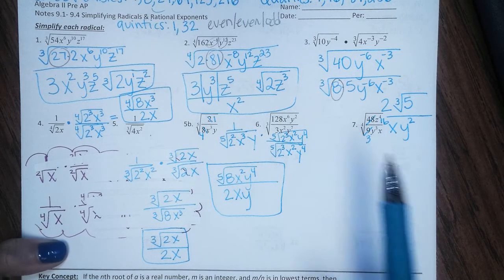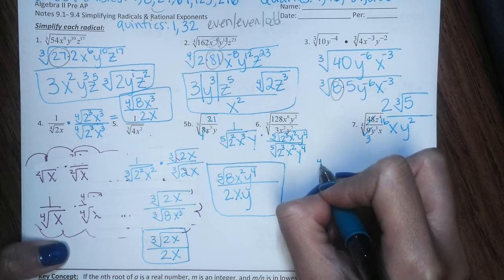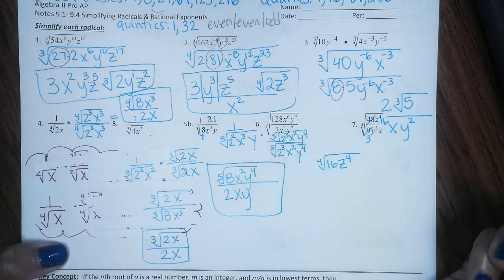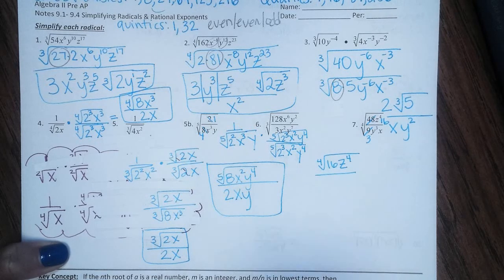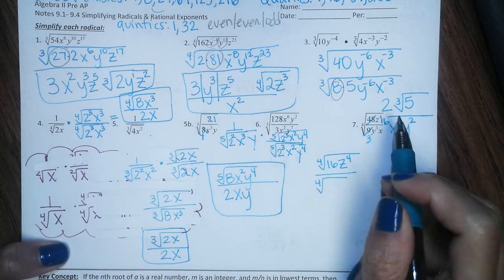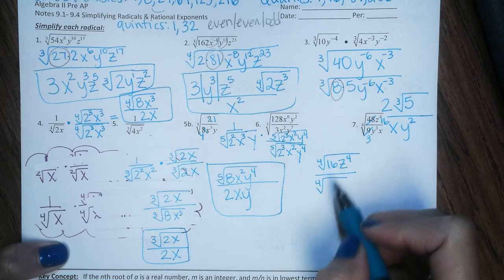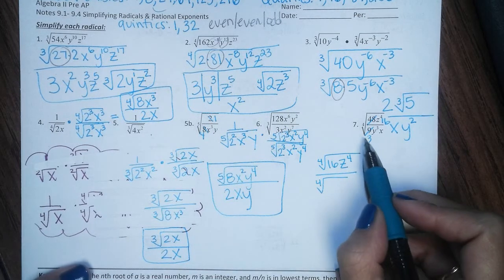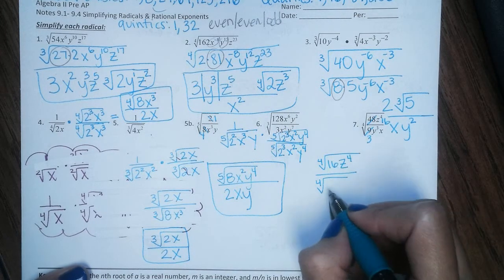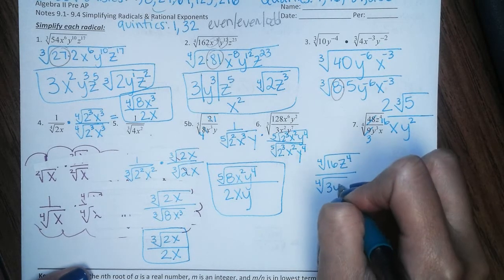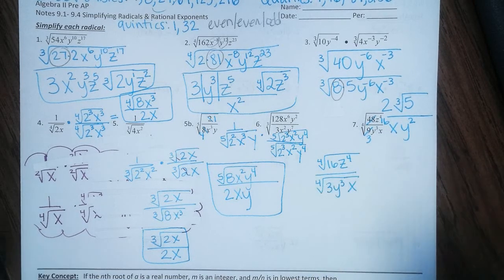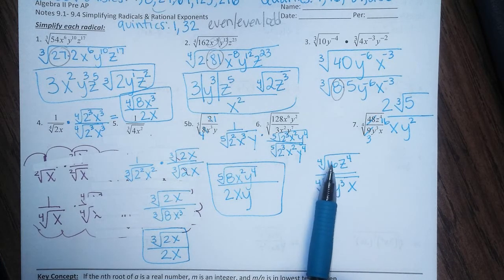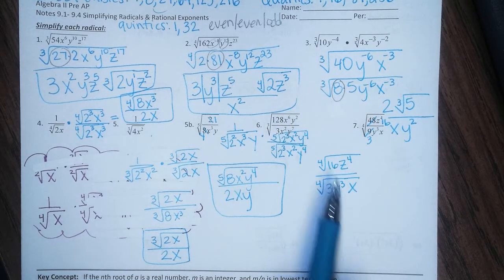Now I'm going to rewrite number 7 as the 4th root of 16 z to the 4th divided by the 4th root. When you have a fraction in a radical like that, you can just take the radical of the numerator and denominator. You can just write it separately. So the denominator would be the 4th root of 3 y cubed with an x. Okay, so now I'm ready to actually simplify. So on the numerator, 16 is a perfect quartic, so the 4th root of 16 is 2.